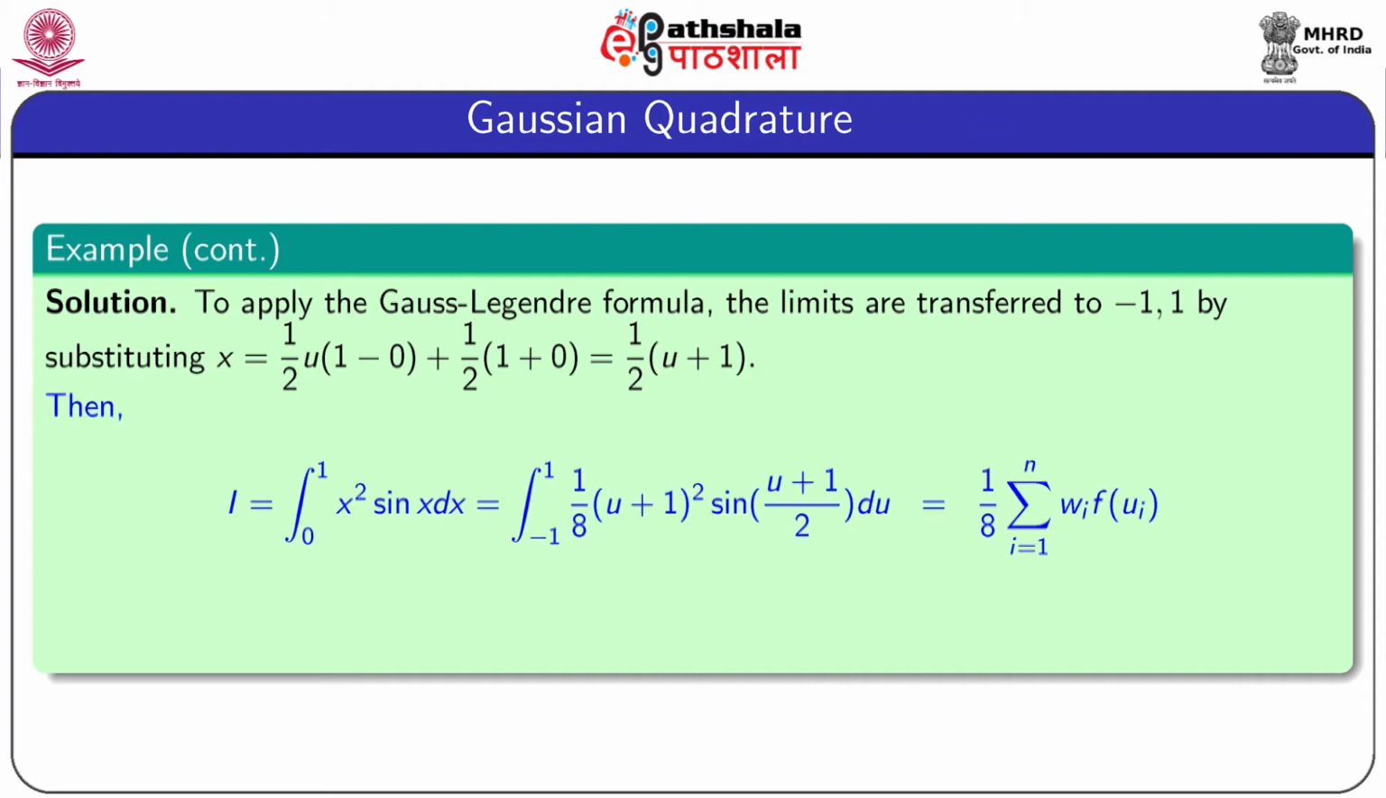Therefore, I equal to integration 0 to 1 of x square sin x dx is converted to integration from minus 1 to 1 of 1 by 8 (u plus 1) power 2 sin of (u plus 1) by 2 du. And as per the Gauss-Legendre formula, it is equal to 1 by 8 summation i equal to 1 to n of wi f of ui, where f of xi equal to (xi plus 1) power 2 into sin of (xi plus 1) by 2.